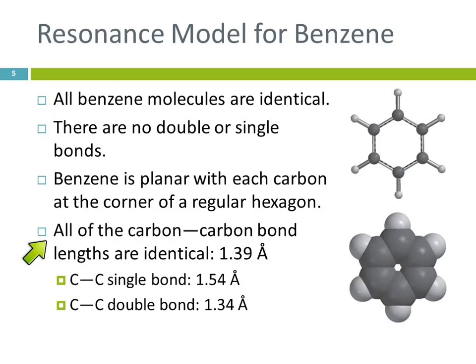All of the carbon-carbon bond lengths are identical. They're 1.39 angstroms. And that is between a double bond and a single bond. So these are not double bonds, they are not single bonds, they are in between. If you want to, you could think of them as 1.5 bonds, but they're in between. And this is evidence for that.